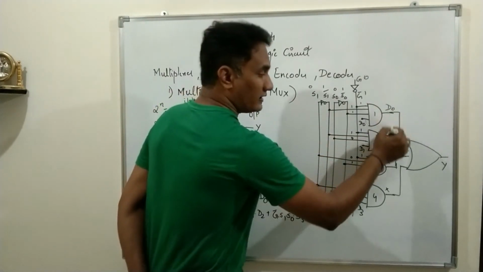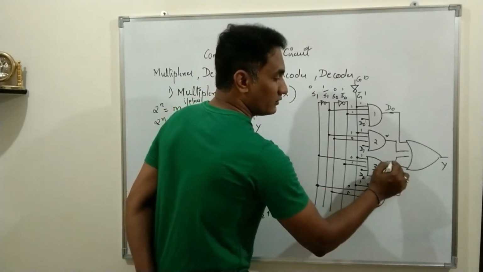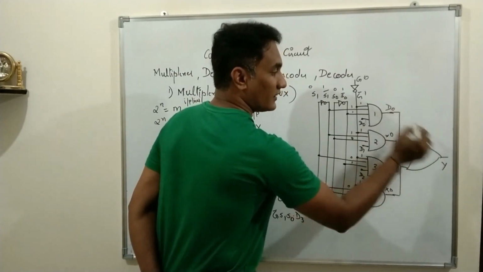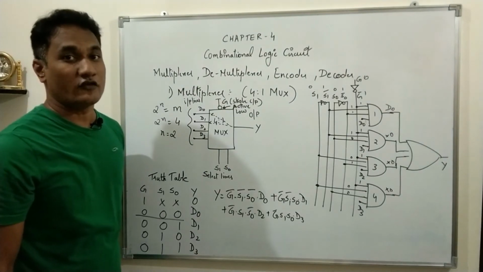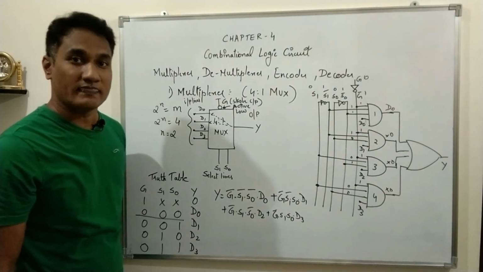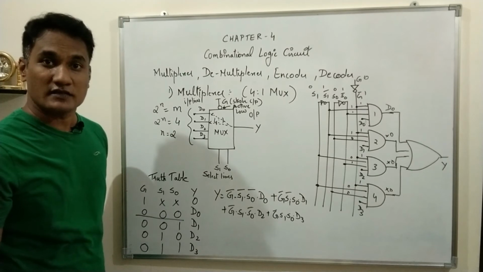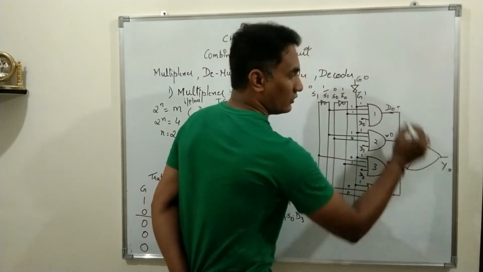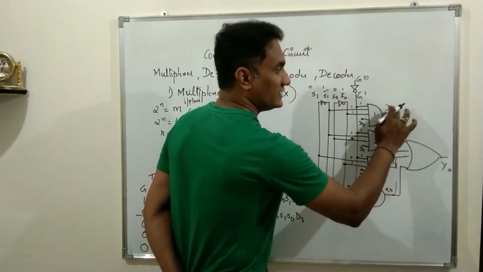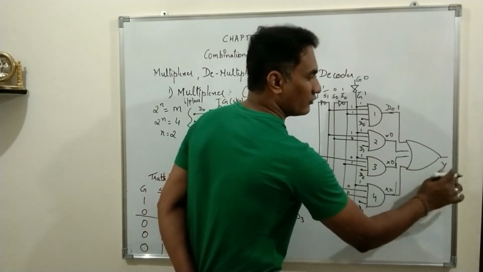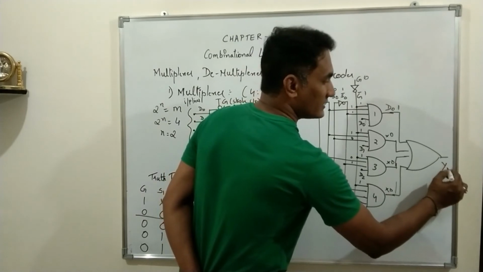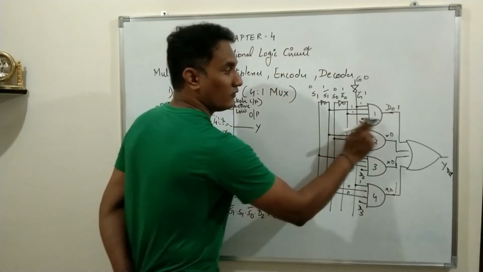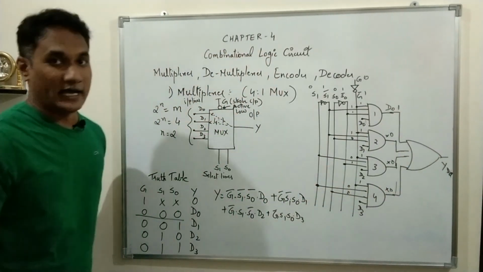And when all the inputs of these AND gates are 0, 0, 0, and for the OR gate, if 3 inputs are 0, of course the output, what is the logic for OR gate? If any one of the inputs is 1, the output will be 1. If all the inputs are 0, the output will be 0. So if D0 is 0, the output will be 0. That means all the inputs are 0. And if D0 is 1, if any one of the inputs is 1, the output will be 1. That means what we can say is Y will be equal to D0. That means data coming from D0 will be transferred to output Y.